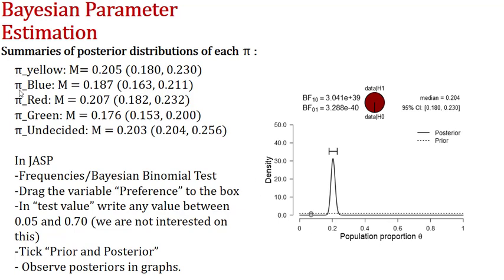Okay, for the proportion of people supporting blue in the population, that distribution, which I'm not showing, the mean is 187, and the interval is from 1.163 to 0.211, and you've got the values for all the categories.